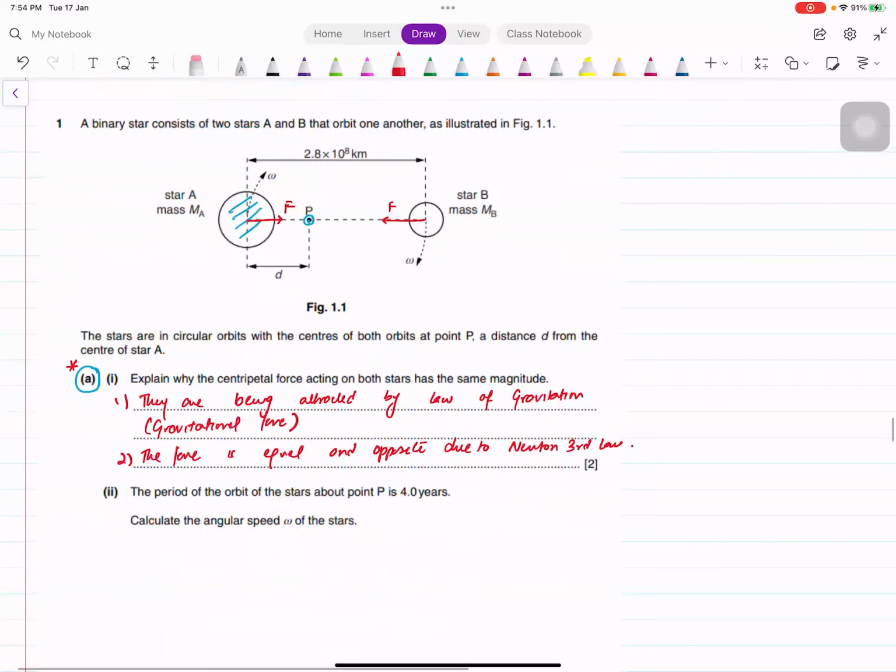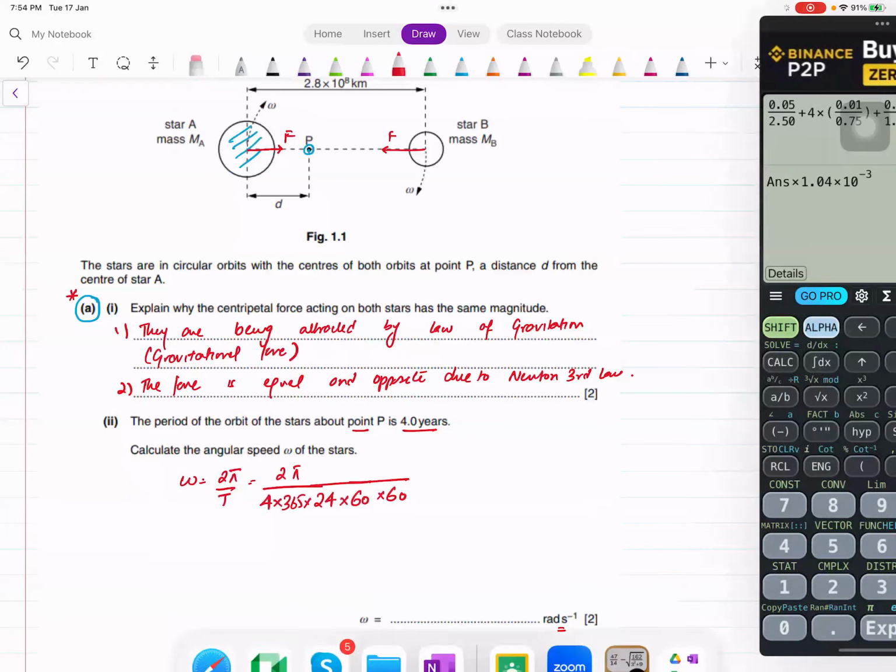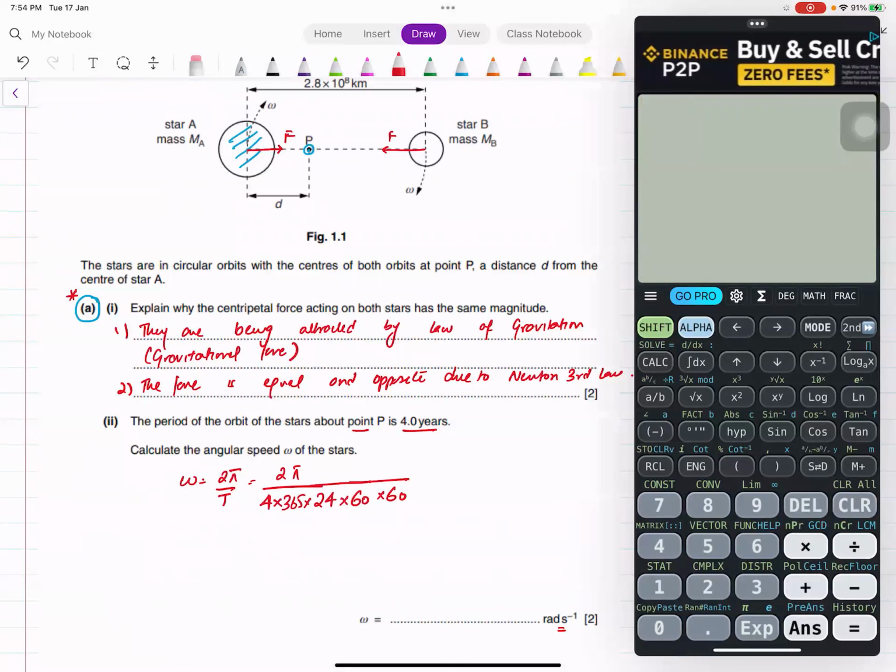Okay. Now, in the next question, it says the period of the orbit of star P is about 4 years. Calculate the angular speed. So we're going to do 2 pi by T, and you see it has to be in seconds. So we're going to change 4 years. It's going to be 2 pi over 4 times 365 days, and each day has 24 hours, and each hour has 60 minutes and 60 seconds. That's how you change it, right? Now, take out the calculator and try to do this.